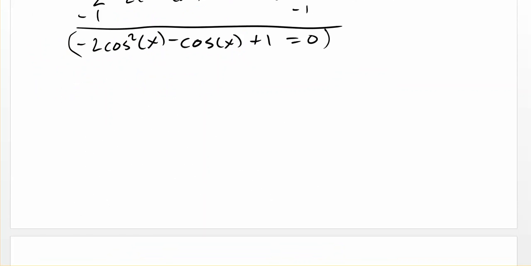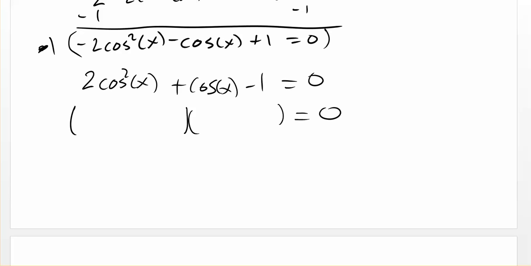I'm going to multiply through by a negative 1 so that my cosine squared term is positive. 2 cosine squared of x plus cosine of x minus 1 equals 0. So my goal is to create two factors, linear with cosine. So I'm going to try 2 cosine of x and cosine of x. And 1 factors into 1 times 1.